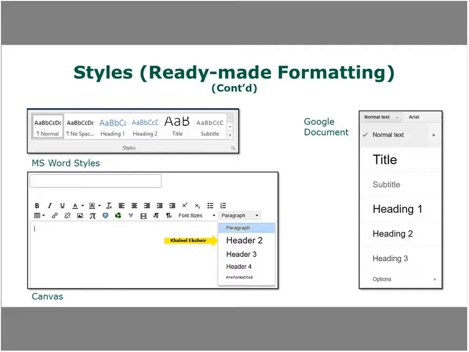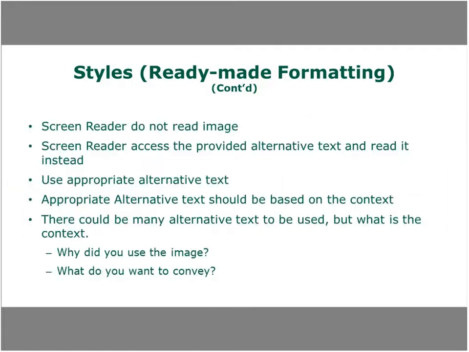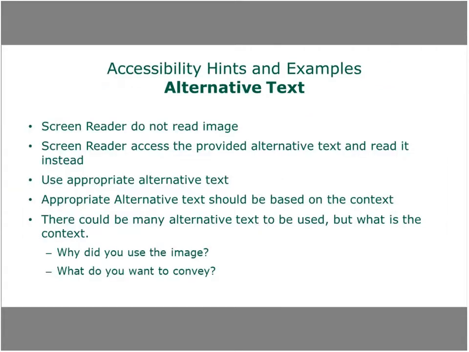Okay, so simply you see this box here is the title of your article or your Canvas page. This is where heading level 1 is. So this is how Canvas enforces heading level 1. So this is about using styles. I'll move on. Now, it is very important to use alternative text. These alternative texts are used with images and pictures, for example, graphics, tables, charts.